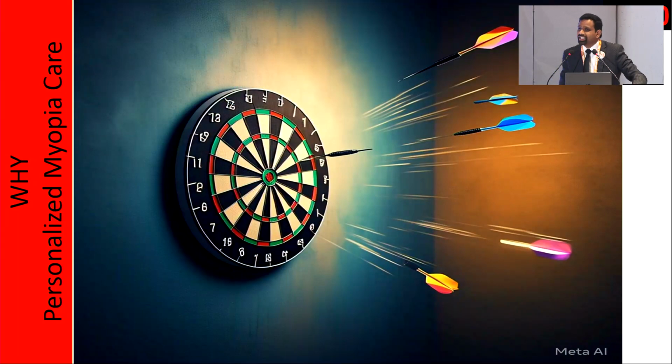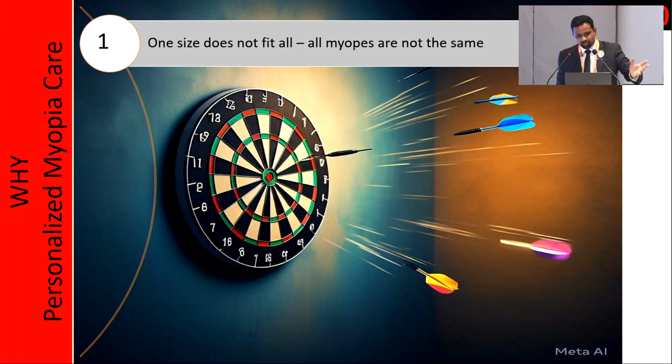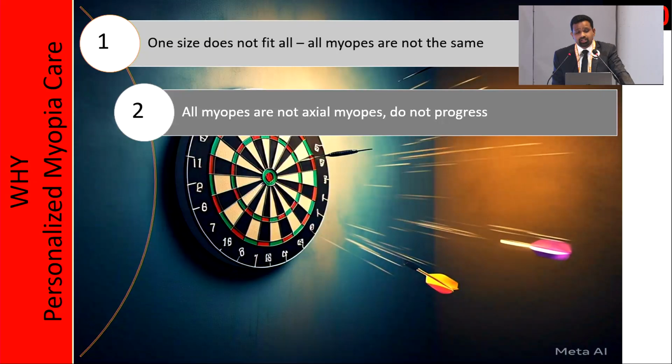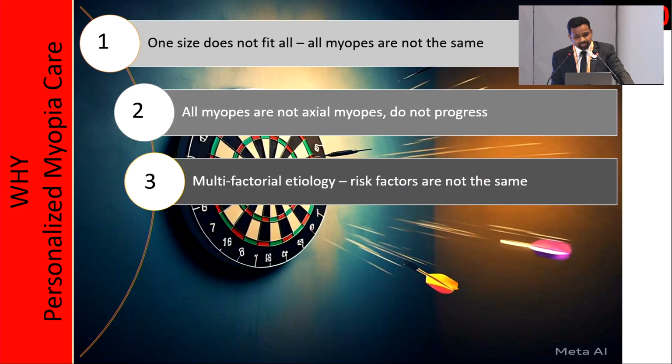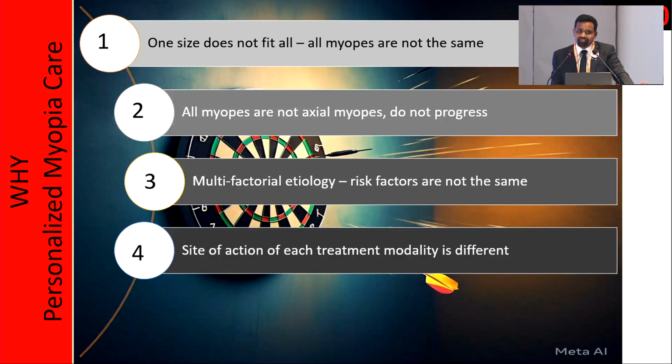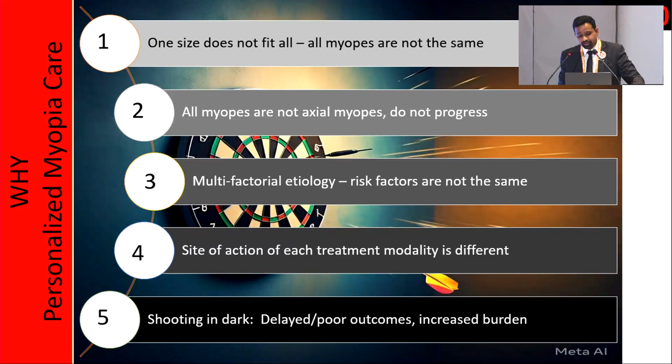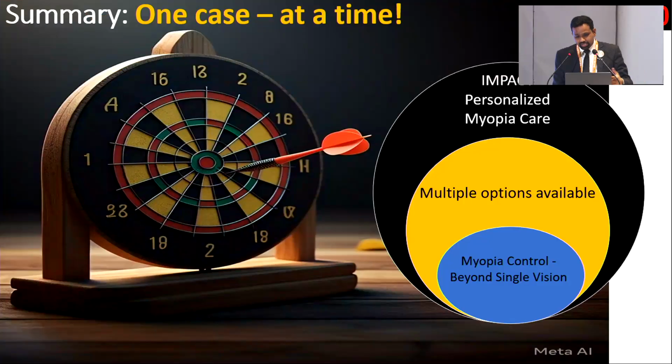So why personalized myopia control treatment? I think one size does not fit all. Clearly not everybody is an axial myope. Given that myopia is multifactorial, there are multiple solutions out there with site of action being very different. I think if you shoot in the dark, it may hit, but it may be a miss as well. So I think one case at a time. With this, I thank you for your attention.